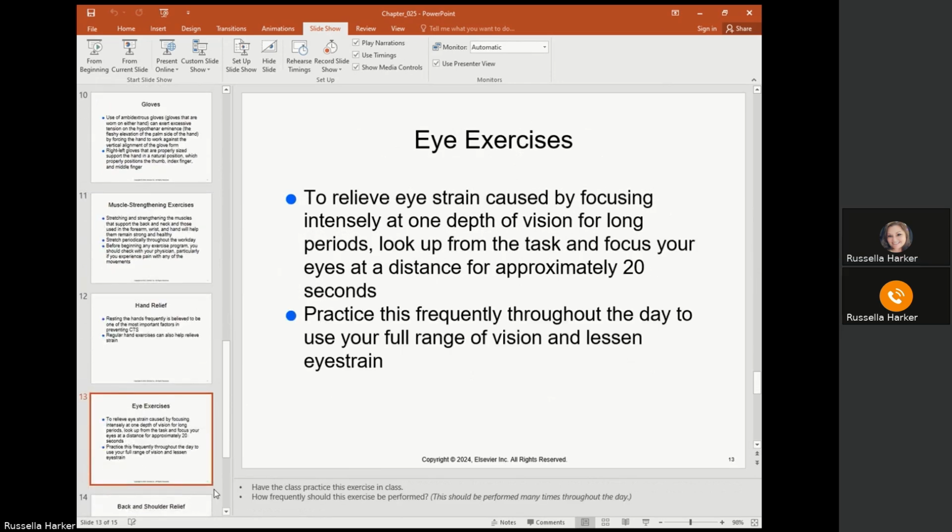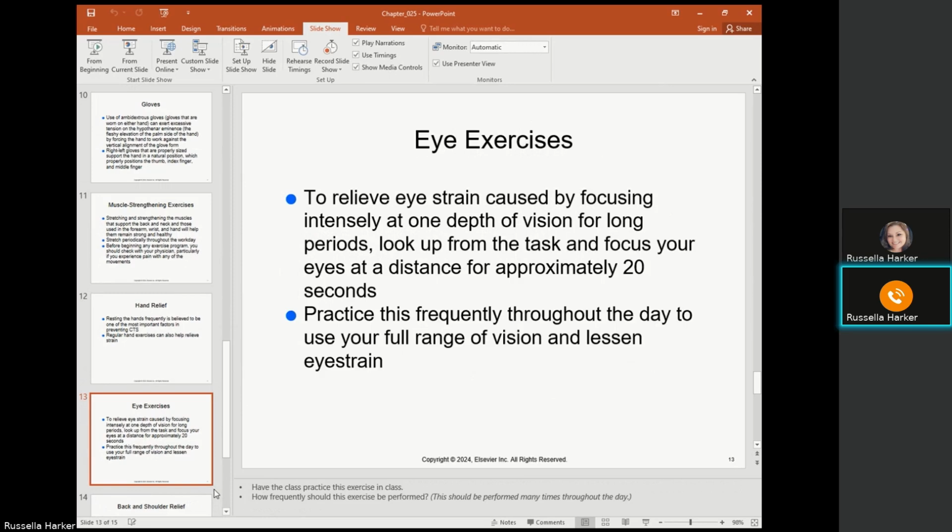With eye exercises, it's also important to relieve eye strain, because if you are straining your eyes at one depth of vision for long periods, it's going to cause a strain on your eyes. When you look up from the task and focus your eyes at a distance for about 20 seconds, it's going to relieve that strain.